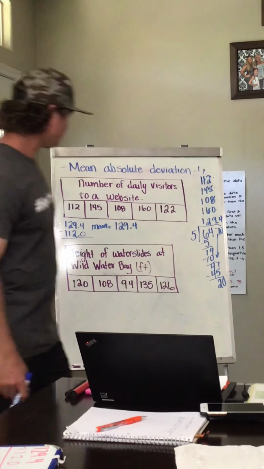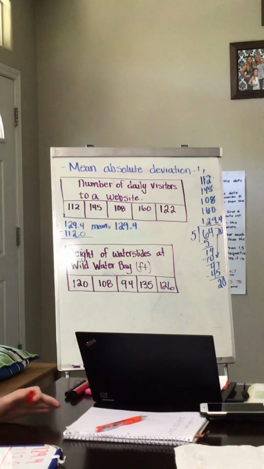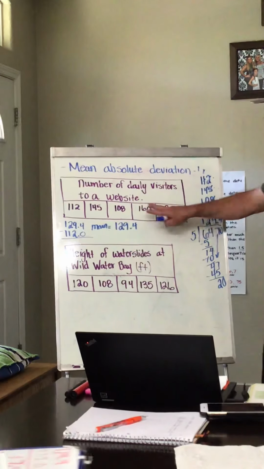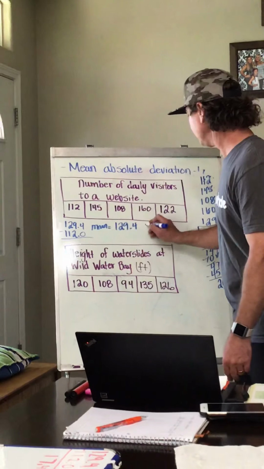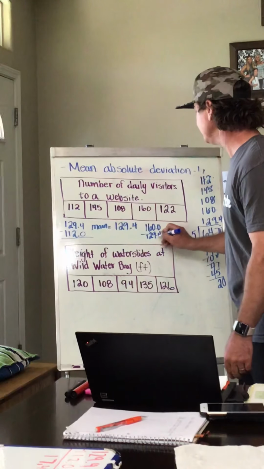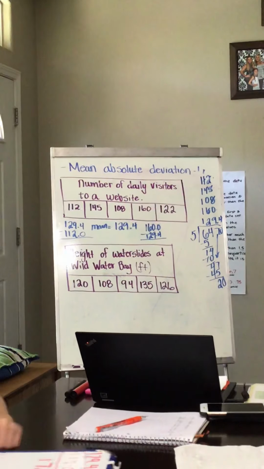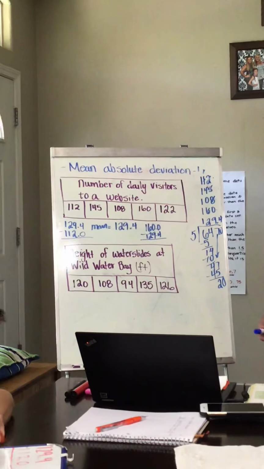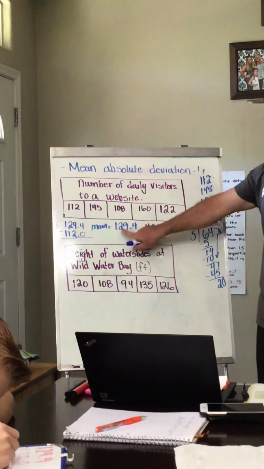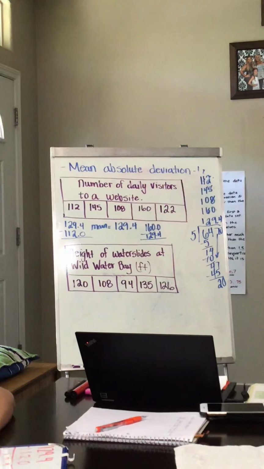Okay, so Dalton, how am I going to do that with 160? You just do 100, since 160 is greater than 129 and 4 tenths, you subtract 129 and 4 tenths from 160. All right, yeah, you just turn it the other way. So in this case, it's going to look like this. 160.0 minus the 129 and 4 tenths. Again, that's why we call it the absolute value. We're just trying to figure out the distance it is from the mean. Okay, this piece of data, how far is it from the mean? That's this whole idea of mean absolute deviation.